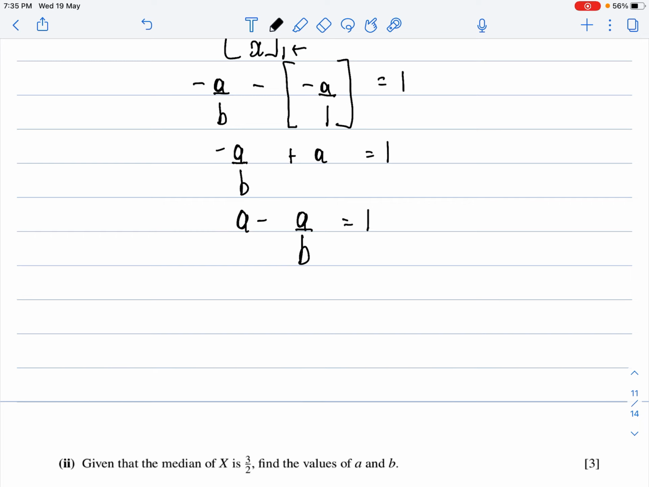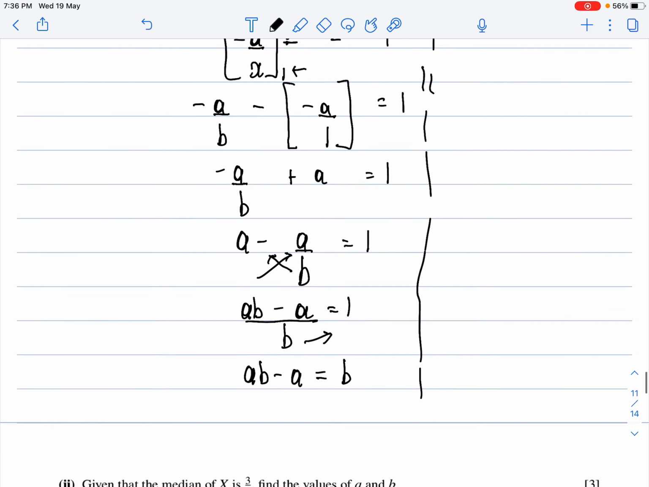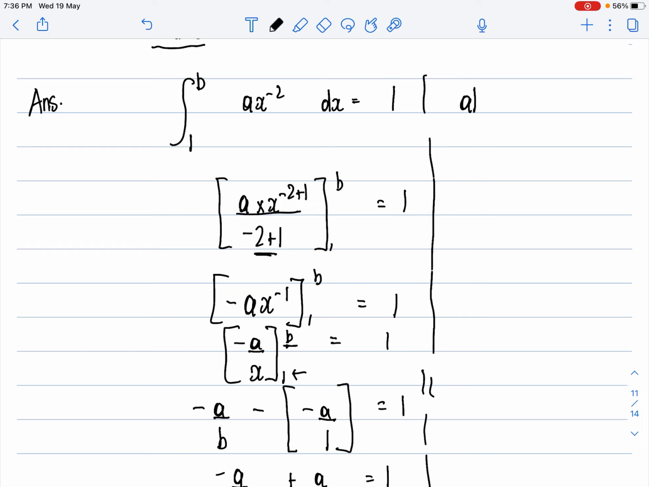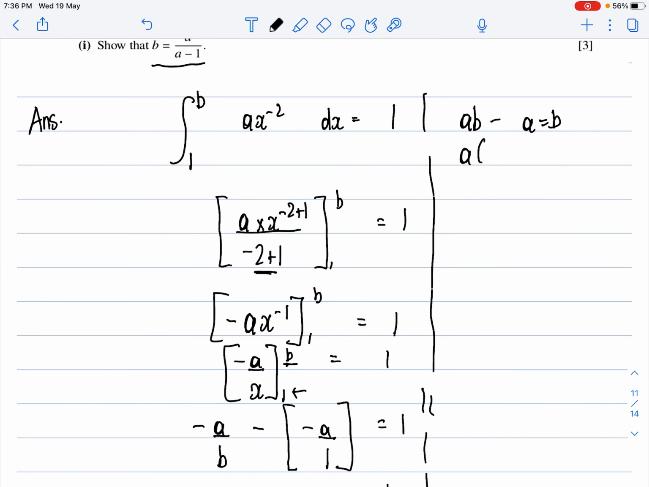So now I can simply use the LCM. So I get ab minus a over b equals 1. So now I can write this as ab minus a equals b, if I take b to that side. So now I can state that I had ab minus a equals b, correct? This is what I had. Now I can take a common here to get a times b minus 1, which is equal to b.